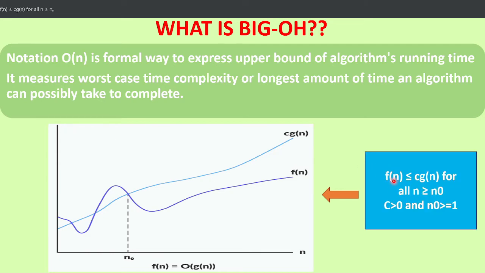Now in big O, f of n will always be less than or equal to c of g of n, for all n greater than or equal to n naught. We have to take the value of n such that one value of n will come after which, whatever value of n you take, it holds. Suppose n naught is equal to 2. So after 2, f of n will always be less than or equal to c of g of n. It will never be greater than c of g of n. It will always be less than or equal to c of g of n after this n naught point.